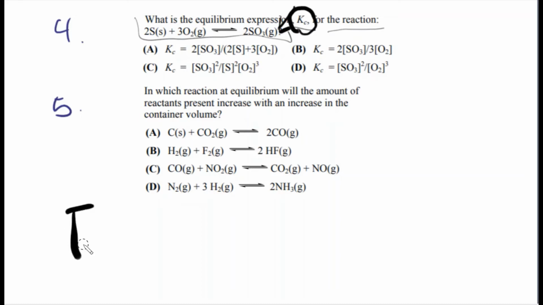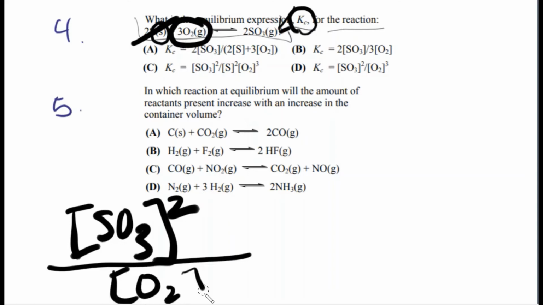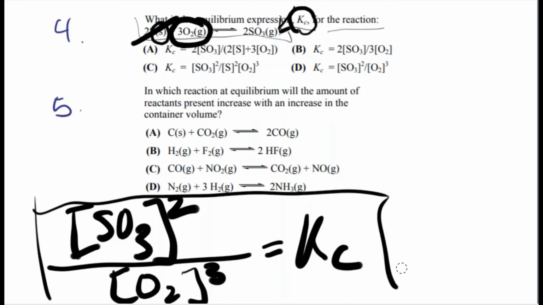So products, we have SO3, and we square that, and we put that over our reactants, and we notice that the solid is not added to the equilibrium expression because solids have an activity of 1. So we don't include sulfur. What about the O2? Well, yeah, let's add the O2. So we have 3 of them, so the concentration of O2 to the 3rd power, and this is equal to Kc for the reaction. And it seems like the answer choice that best fits this is D.